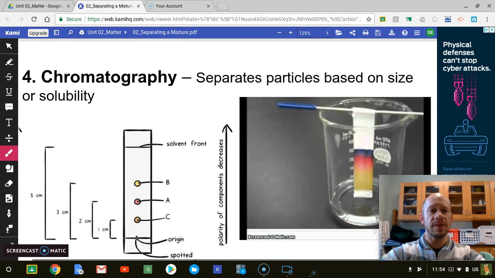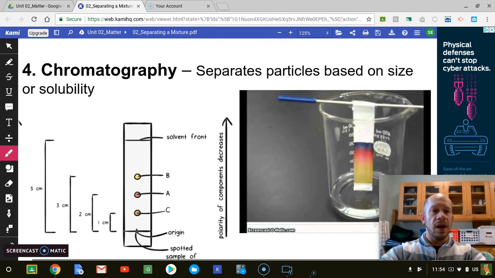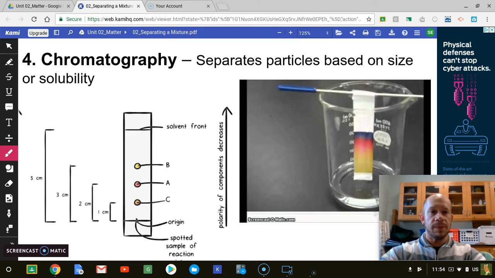Our fourth method of separation is chromatography. This is something you did in living environment. This separates particles based on size or solubility. What I do is I take a filter paper and I put a dot of my mixture at the bottom, and then I allow water to flow through or some other solvent, and that will pull all the parts, separate all the parts based on their size or solubility, or also the polarity can be used.